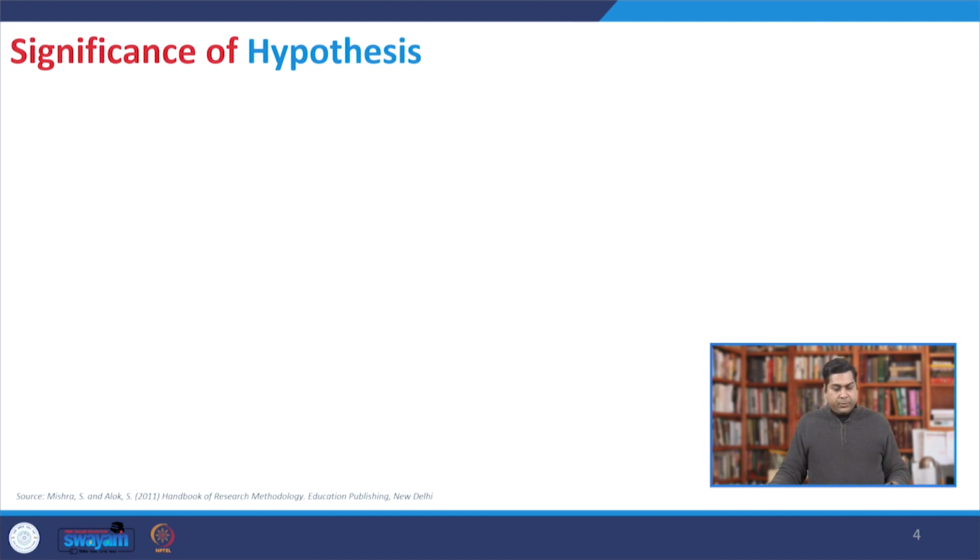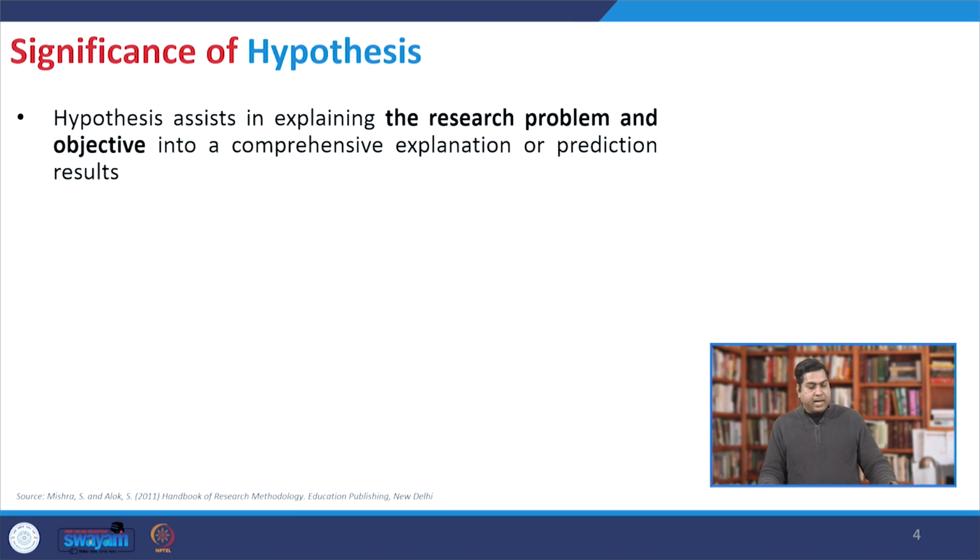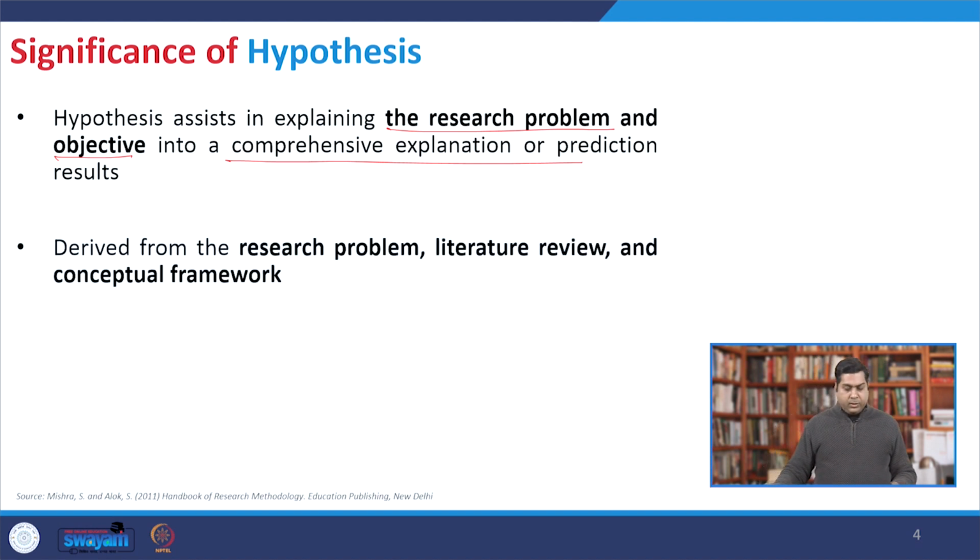Now, significance of hypothesis. Definitely in this case, hypothesis assists in explaining the research problem and objective into a comprehensive explanation or predicting the results. Also, it is derived from the research problem itself. It can be from literature review or it can be based on a conceptual framework. Sometimes you can also compare your findings with the findings available in literature, if that kind of data set is available.